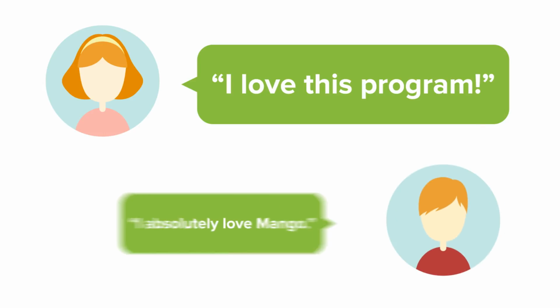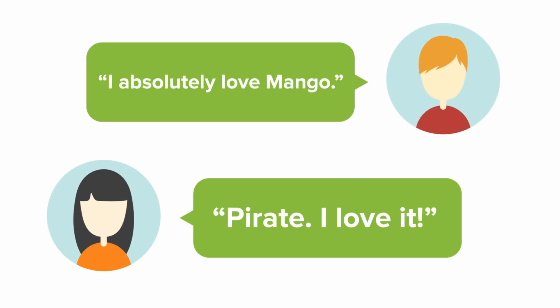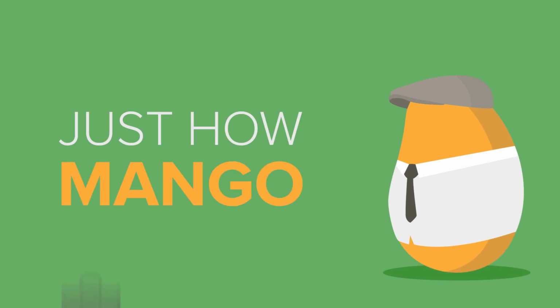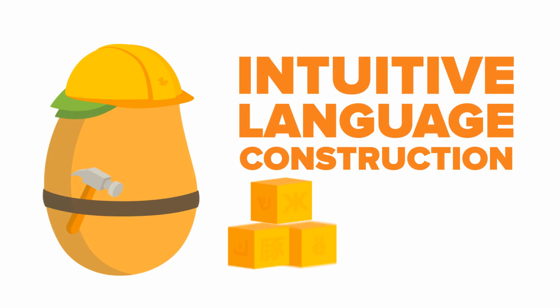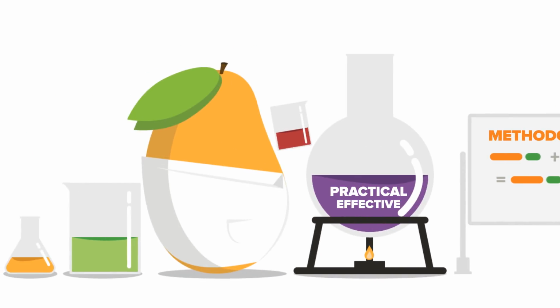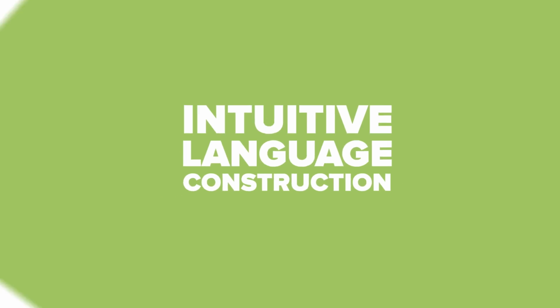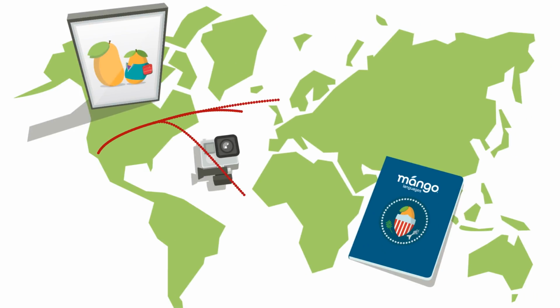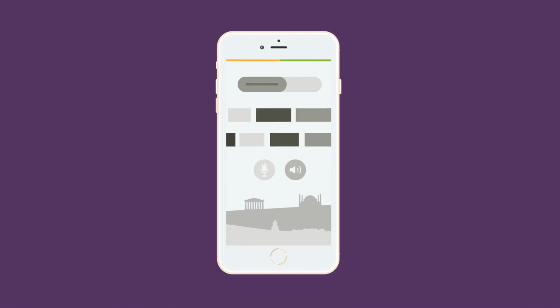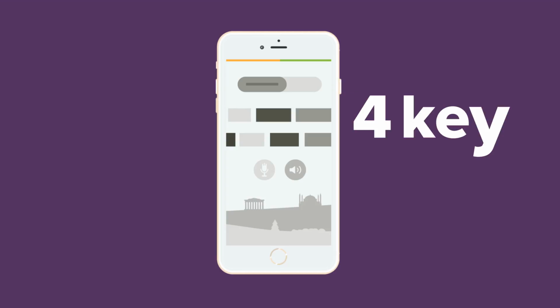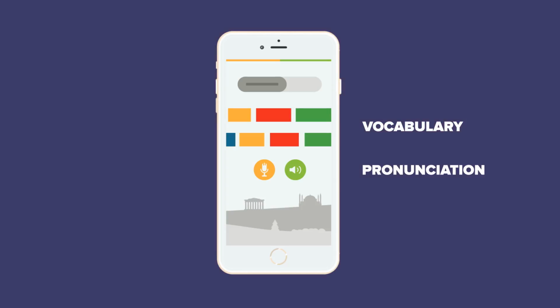So all this talk about lovable language learning is great, but if you really want to understand just how Mango works, then we're going to have to talk about intuitive language construction. It's our methodology for practical, effective language learning. The intuitive language construction methodology is designed to simulate the way people learn when they are actually in a foreign country. Through common, everyday practical conversations, it includes all 4 key conversational language components: vocabulary, pronunciation, grammar, and culture.